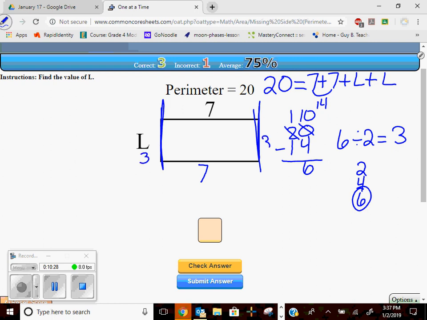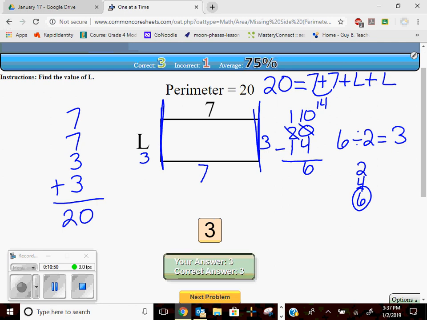But let's check. Okay, we got 7, 7, 3, and 3. Well, we know that 7 plus 7 is 14. 3 plus 3 is 6. 14 plus 6 would give us our 20. So I think 3 is the right answer. I'm going to type in 3. Check my answer. Yep, that's it. So now let's submit it.